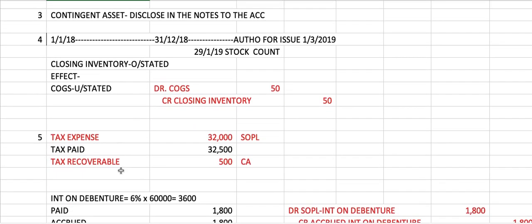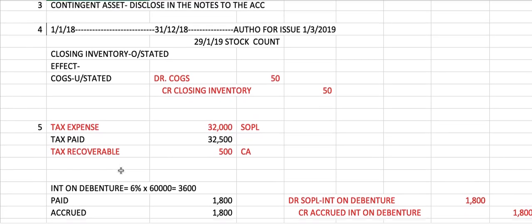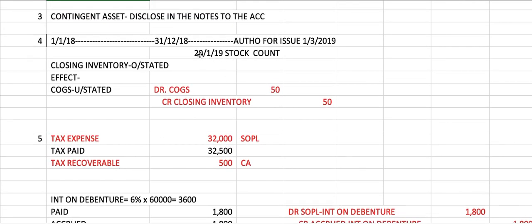Okay, number 4. During the stock count carried out on 29 January. 29 January is after you close your financial statement. So this is the event after reporting date. Inventories amounted to 50,000 were damaged. When we talk about event after reporting date, whether it is adjusting or non-adjusting, in this case this is adjusting because you have reported your closing stock at the end of the year. When you find that during this period the stock has been damaged, those figures that you have reported are not correct. So you have to do the adjustment.